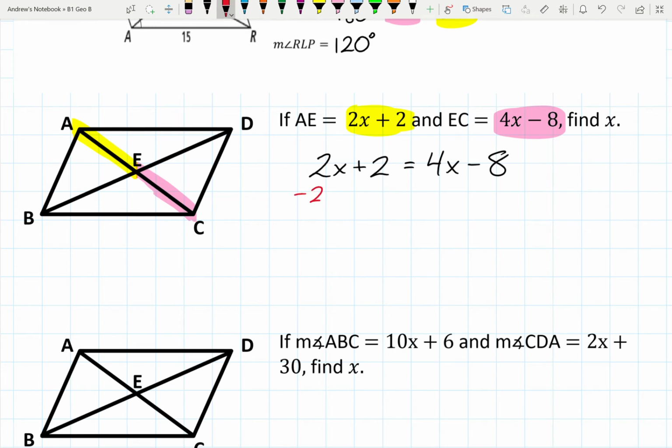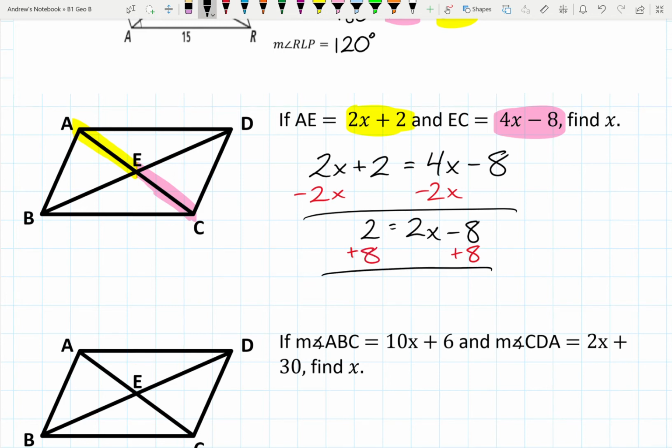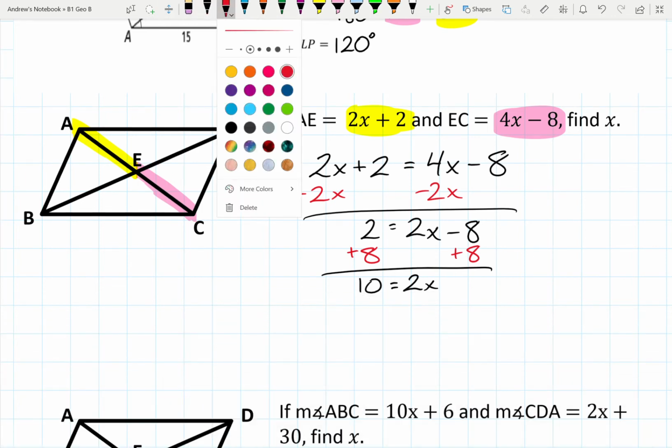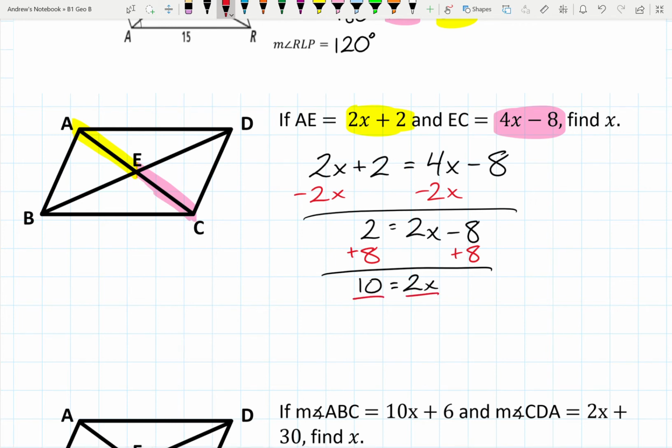What I'm going to do is move all my x's over to one side. So I'm subtracting 2x to move that over to the right. I'm going to add 8 to both sides to move those over to the left. Remember that you want to move your variables and your constants to opposite sides from each other. And last but not least, I need to get rid of that coefficient in front of the x. So that 2x is 2 times x, so to get rid of that, I divide. All right, so I'm going to get that x is just 5.